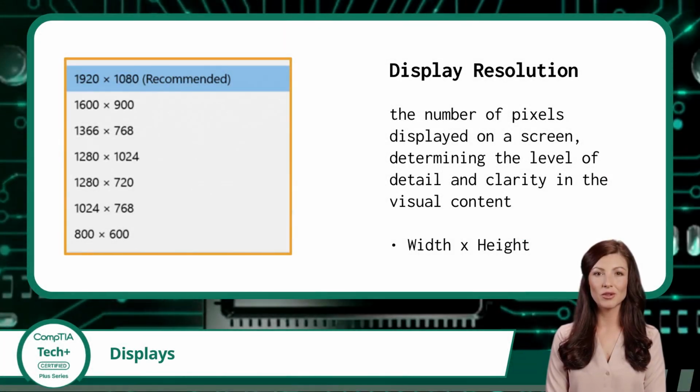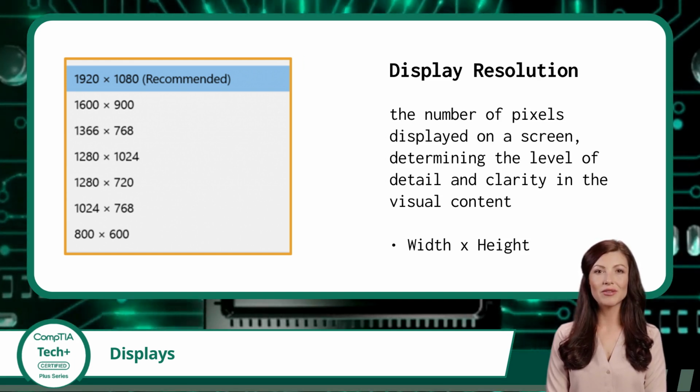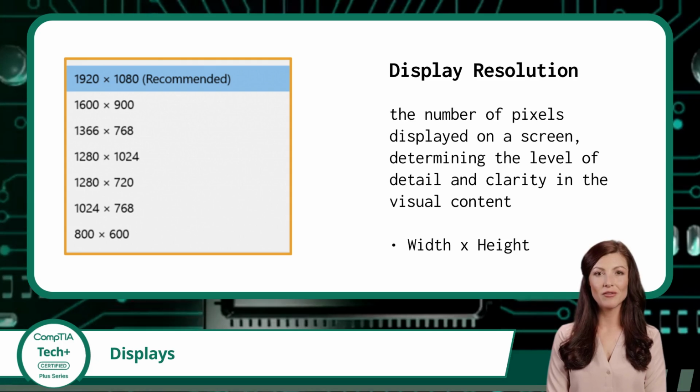Next, we have display resolution. Display resolution is a configuration option that adjusts the number of pixels displayed on a screen, thus determining the level of detail and clarity in the visual content displayed. A pixel can be thought of as a single dot of color. The more dots of color included in a fixed area, the more detail we can achieve. So to understand a resolution, we need to build upon this idea of pixels.